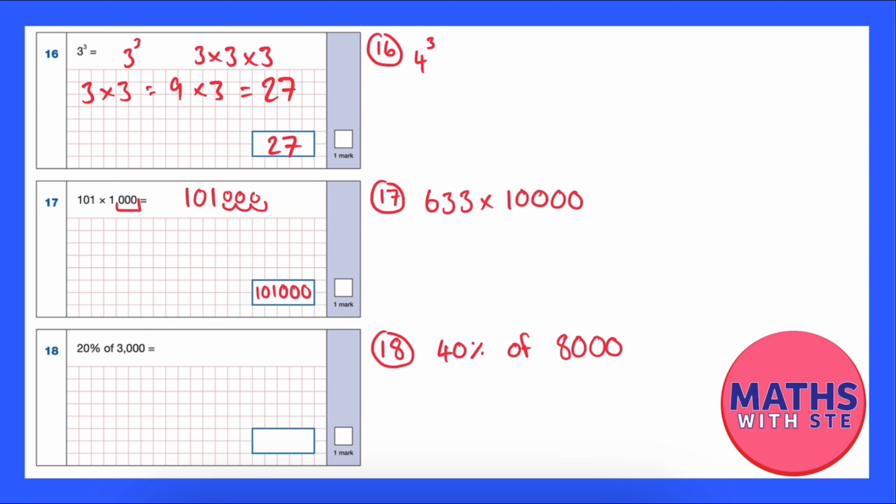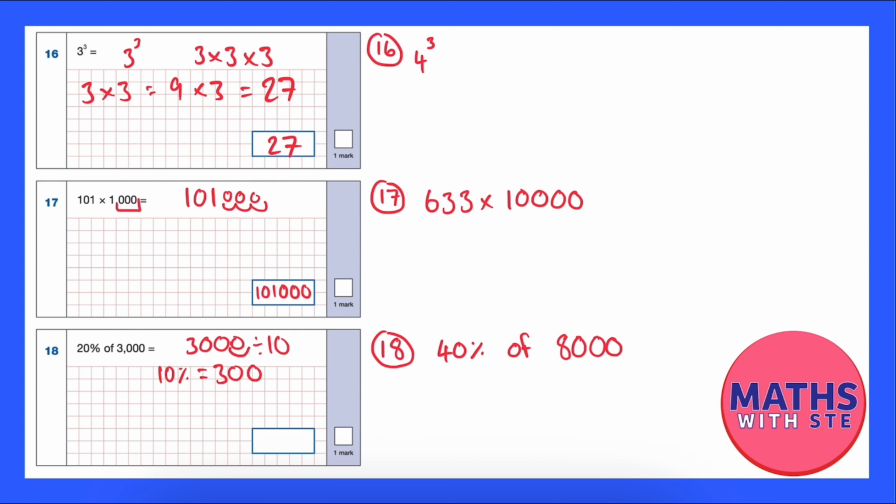Okay, and 20% of 3,000. Now, on a question like this, find 10% first, make it easy for yourself. And to find 10%, all I've got to do is 3,000 divided by 10. Now, when I'm dividing by 10, like I said before, we're just going to move it once over there. So that's going to equal 300. Okay? So 300 equals 10%.